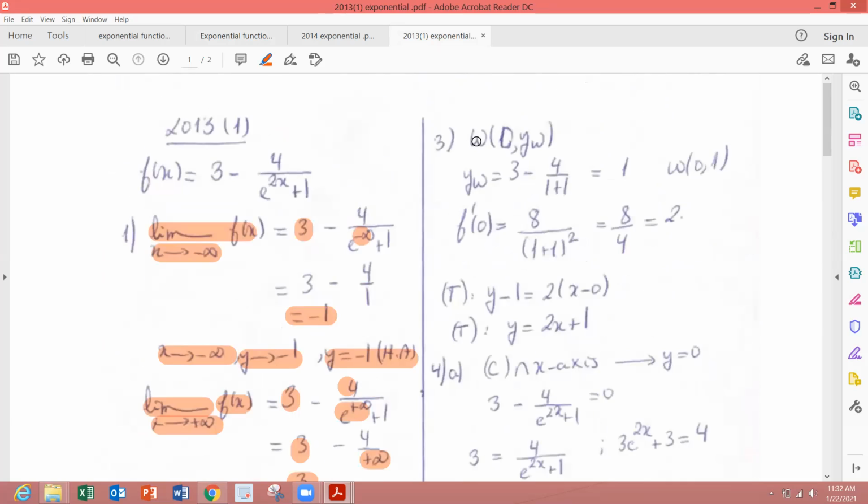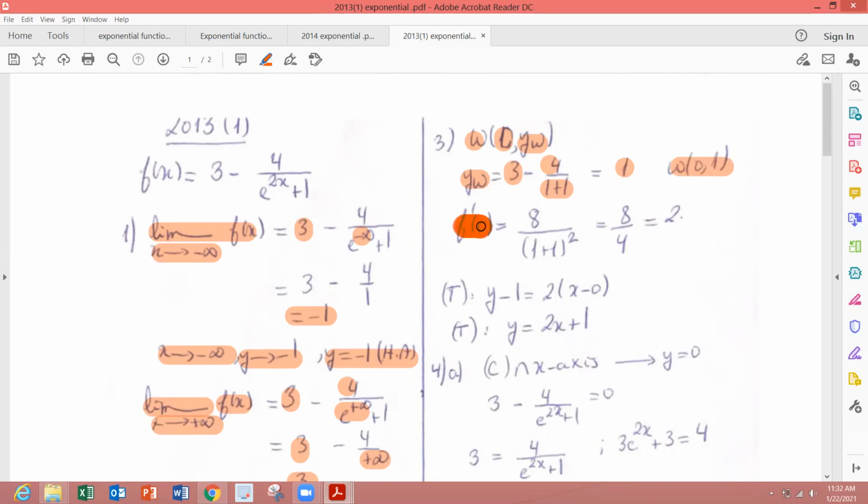So W has abscissa 0, and we find its ordinate yW. yW is f of 0 equals 3 minus 4 over e to the 0 plus 1, we replace x by 0, so it becomes 3 minus 2, which is 1. W is (0, 1).